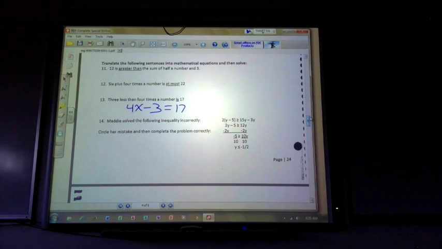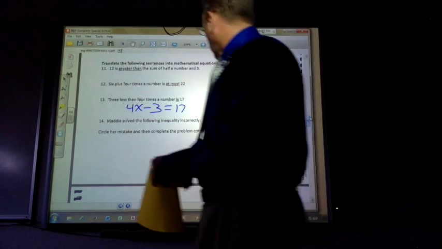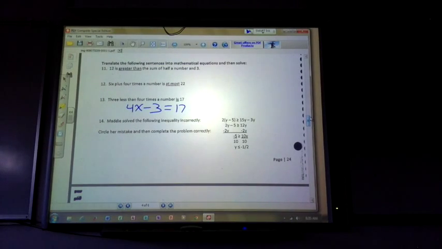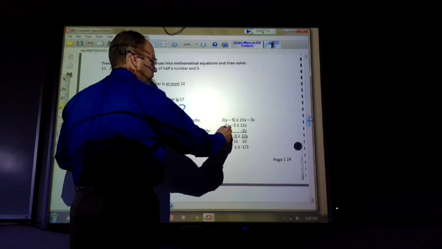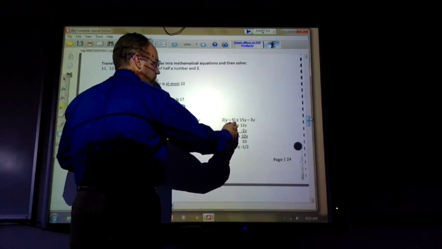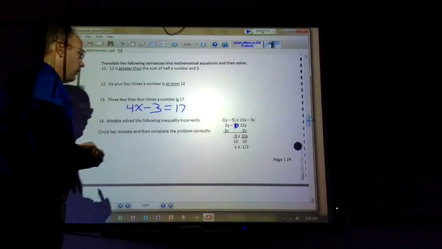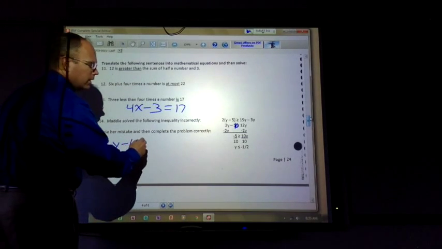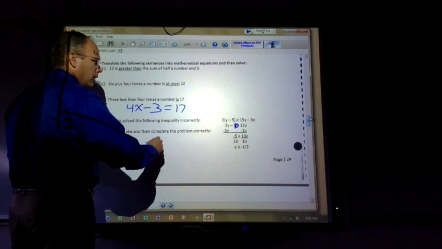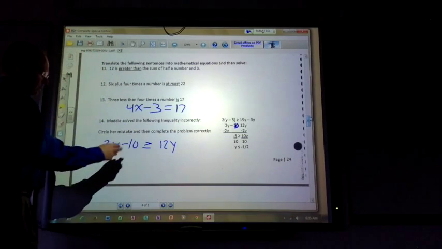Cool. Okay. Yep. Maddie solved the following inequality incorrectly. What did Maddie do wrong? Didn't distribute right. Where did they make a mistake? Yeah, so this should have been 2 times y is 2y, 2 times negative 5. That should have been a negative 10 right there. And then you could have solved the rest of it. So then you would have had 2y minus 10 is greater than or equal to 12y. And solve it.